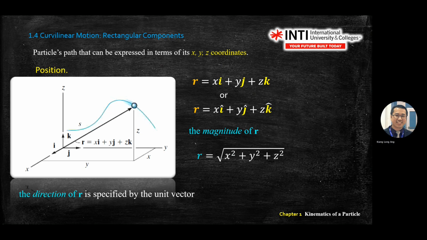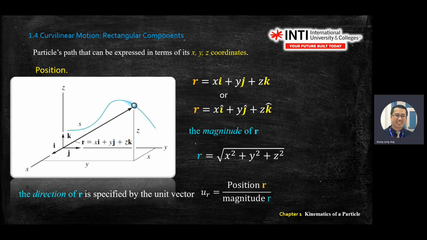The direction of r is specified by the unit vector. How to find the unit vector? You take the position divided by the magnitude. This is the position; you take this one divided by this one. This is what you learn in vectors, right?